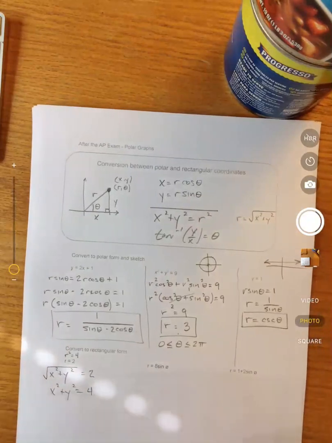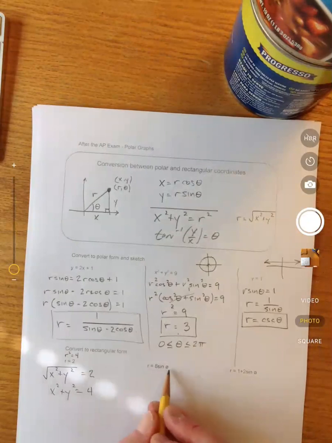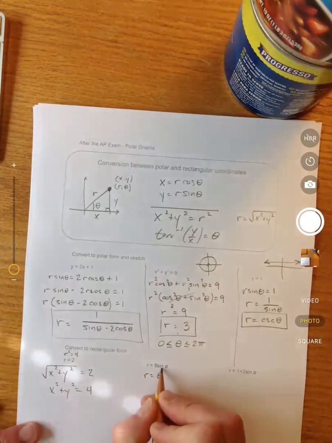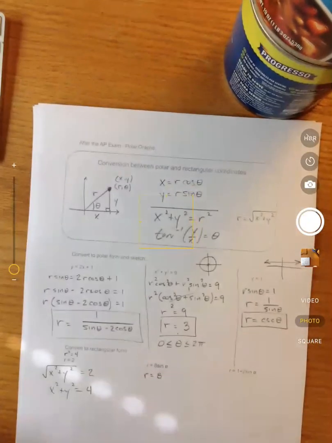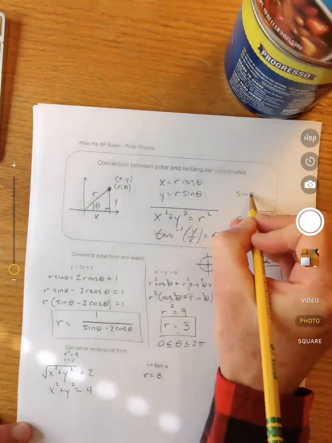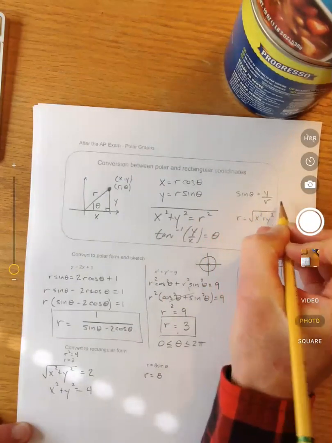All right, so how about one that's got a couple different things? I've got an r and a sine of theta. Let me give you a suggestion here: I'm going to leave the r alone just for a second, and I'm going to change the sine in terms of x's and y's. Well, what does sine equal? Sine equals y over r.